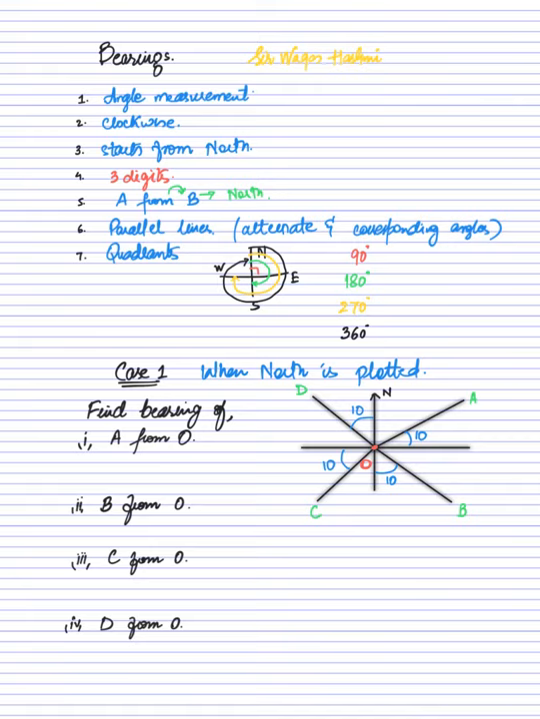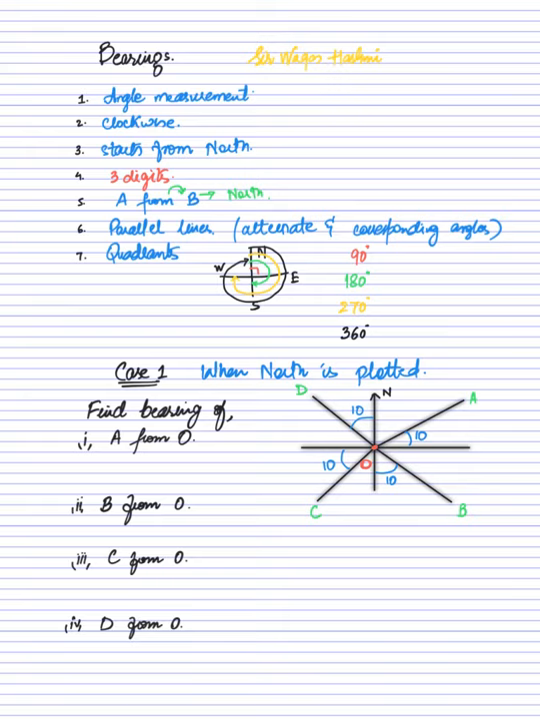I have drawn the example here. Let me first tell you about the example. It says find the bearing of A from O. You have 4 points A, B, C, D in the center with the red pencil. You can see the point O here, and the north of the point O is already highlighted. So that is case number 1, when north is already plotted and you don't need to draw another north in the diagram.